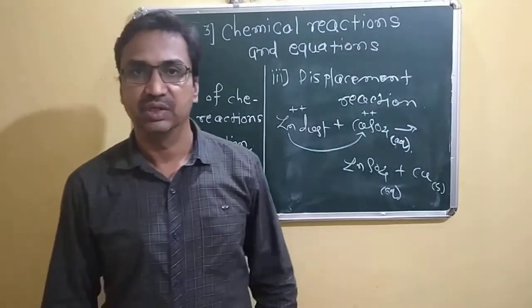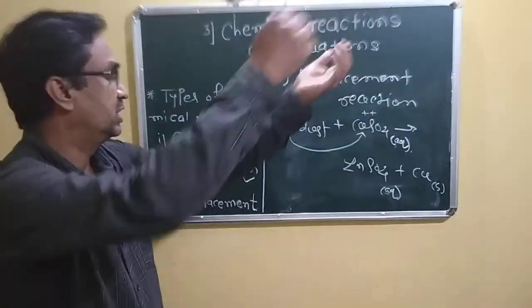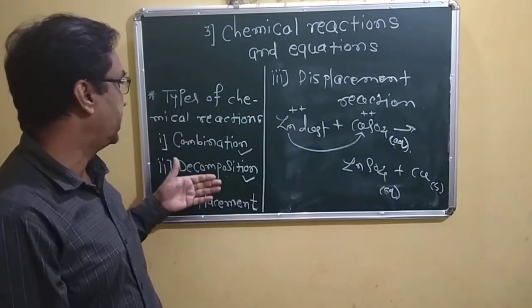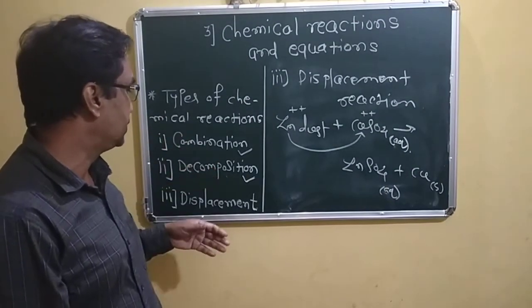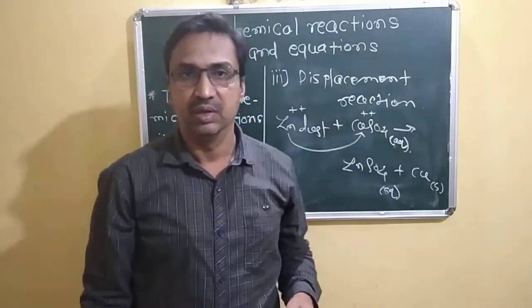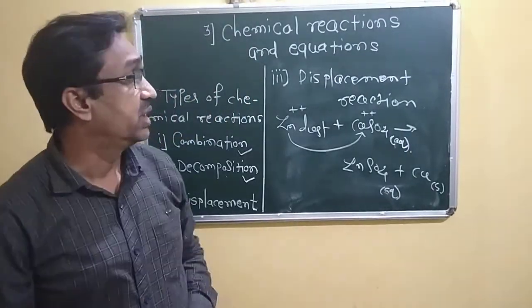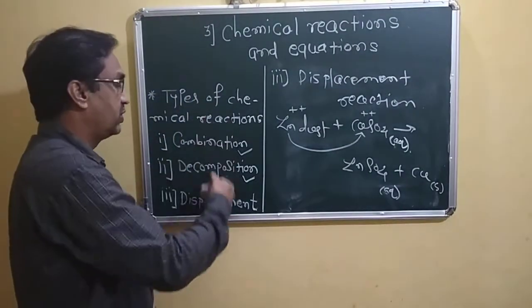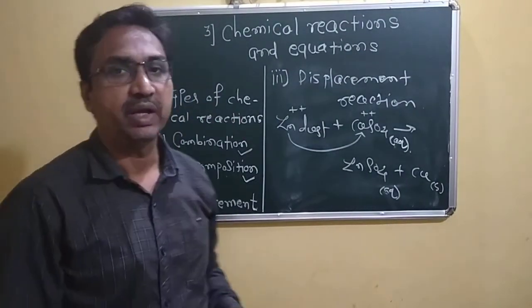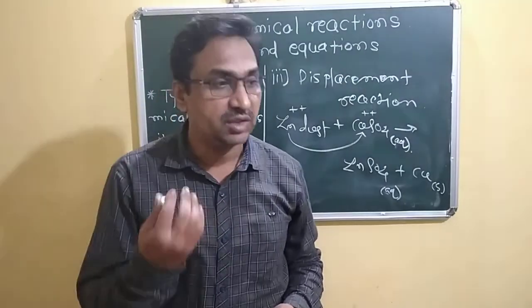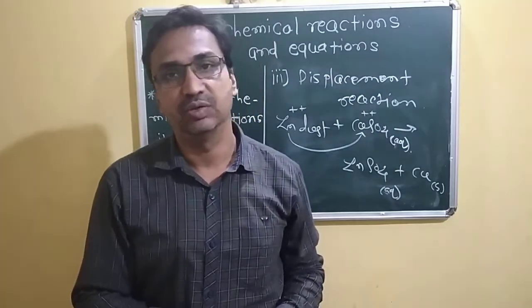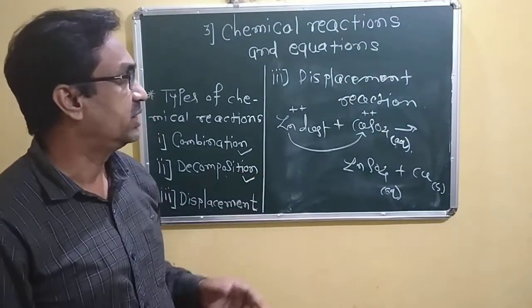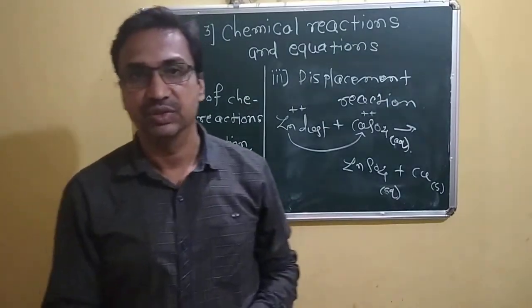So we can conclude here, we can stop here. We have already seen the types of chemical reactions: combination, decomposition and displacement reactions. In the next lecture we will see the fourth type of chemical reaction and other reactions, that is, exothermic and endothermic reactions, which are found in that chapter. So I just stop here.